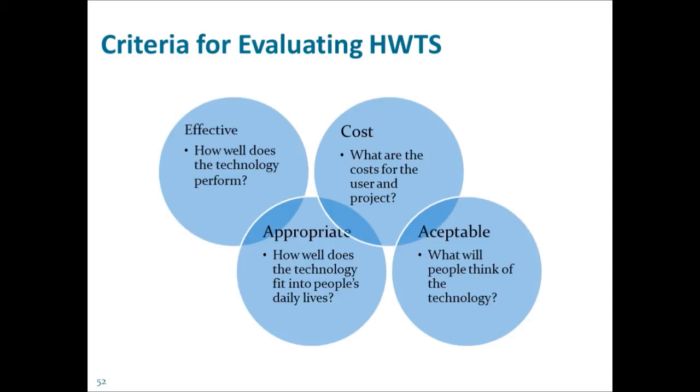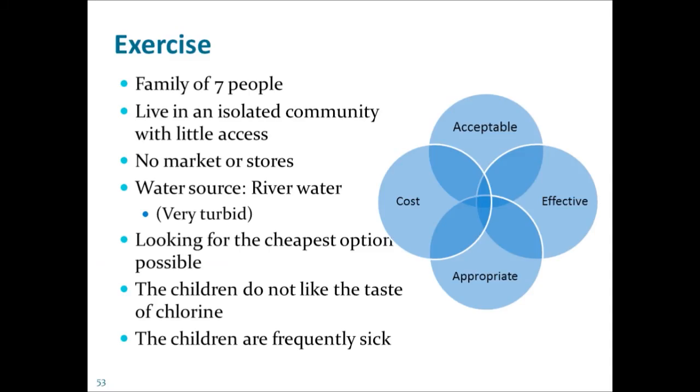So the exercise for you to work on is, there's a family of seven. They live in an isolated community with little access, no market or stores, and the water source is river water and it's very turbid. They are looking for the cheapest option possible. The children do not like the taste of chlorine and the children are frequently sick. In consideration of the criteria, the characteristics of this family, what technologies would you recommend?